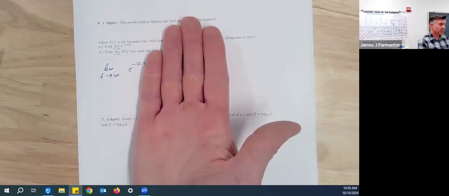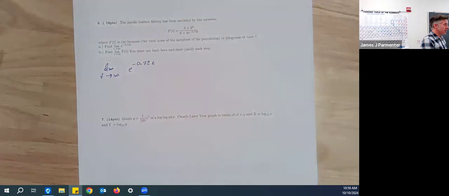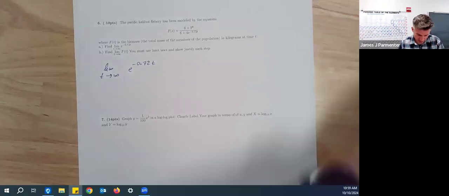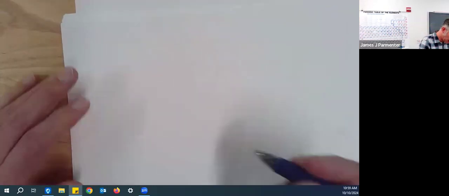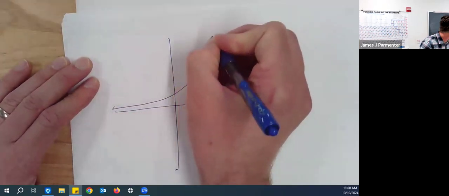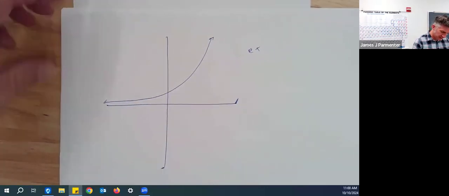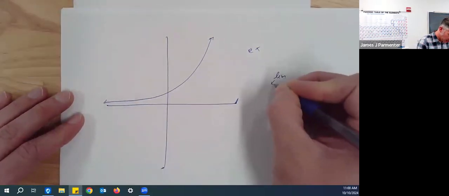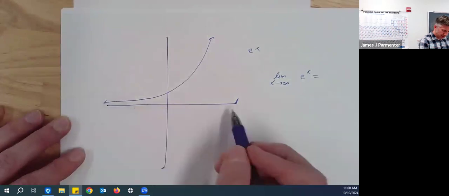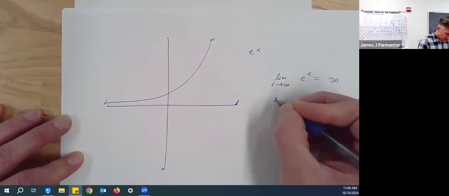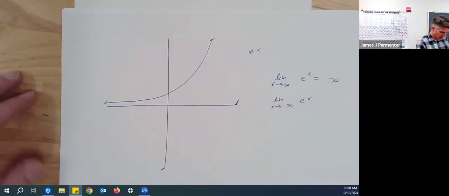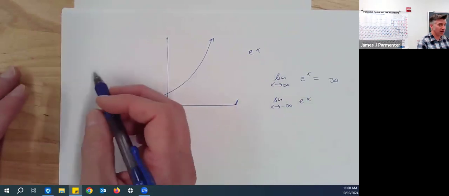So what I want you to see is that e to the x goes up from left to right, right? And if I was looking at e to the x, it looks like this. So very quickly, let me ask all of you, what's the limit as x goes to infinity of e to the x? Infinity, right? You go to the right, it gets real big. What's the limit as x goes to negative infinity of e to the x? 0, right? As you go to the left, you get closer and closer to the horizontal asymptote y equal to 0.